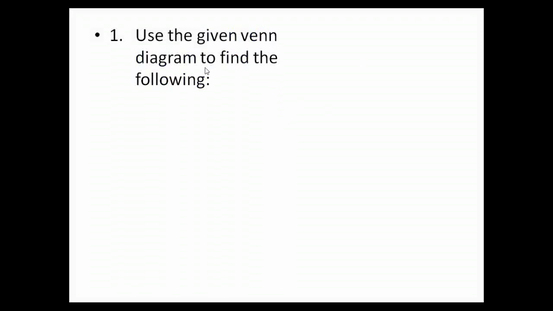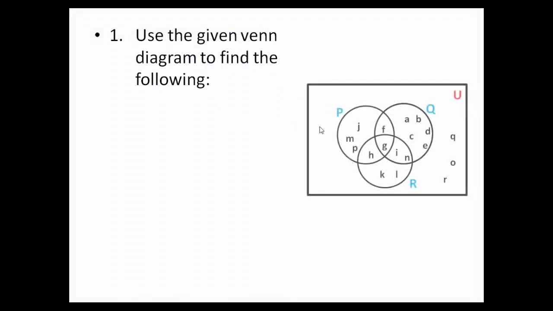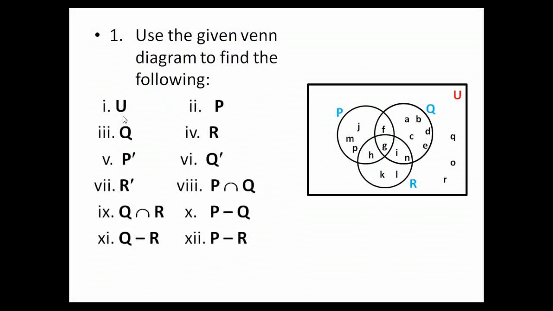Use the given Venn diagram to find the following. So this is the Venn diagram and we have to find the universal set, P, Q, R, P complement, Q complement, R complement, P intersection Q, Q intersection R, P minus Q, Q minus R, P minus R. Okay, let's take one by one.